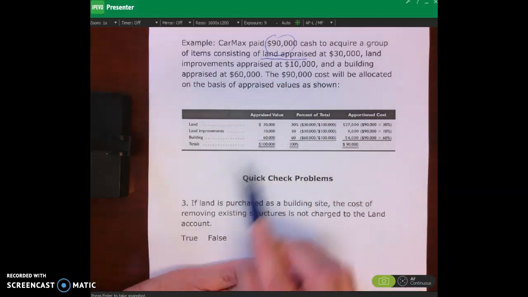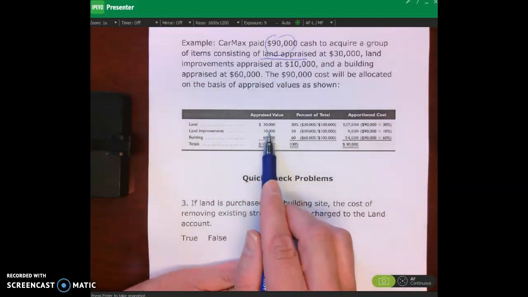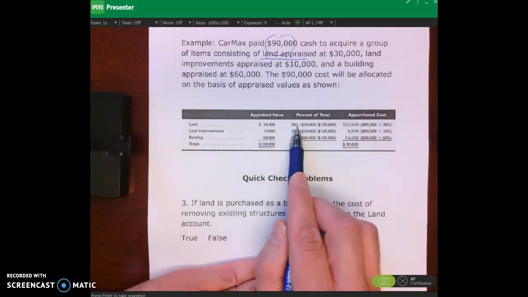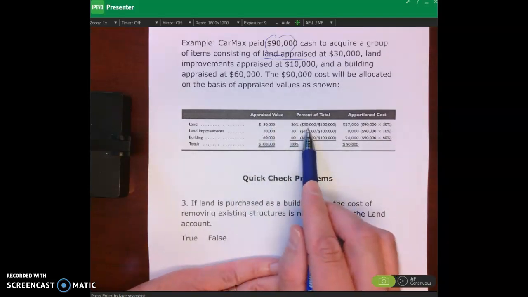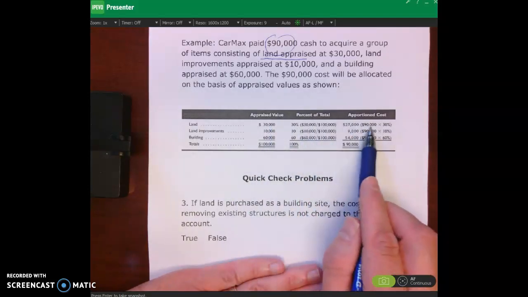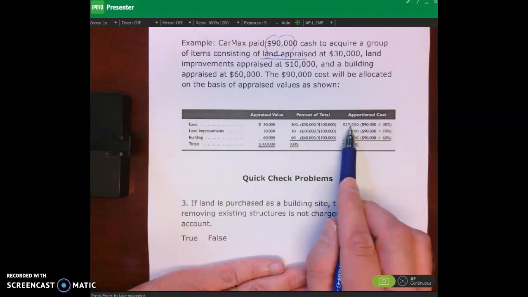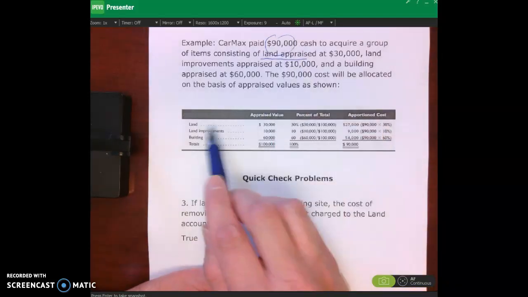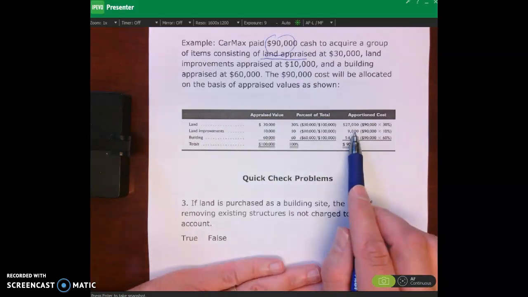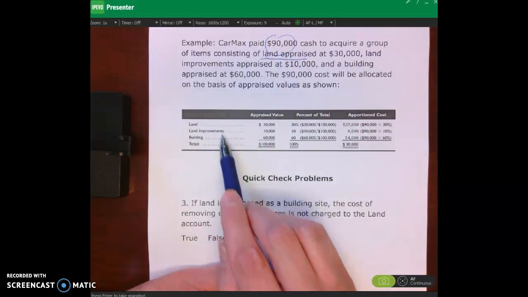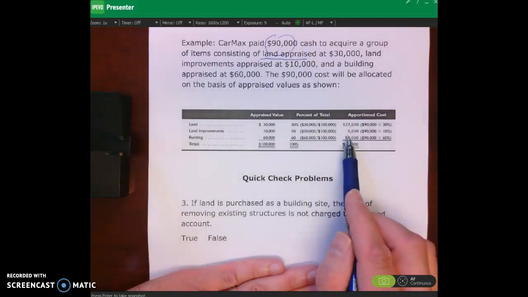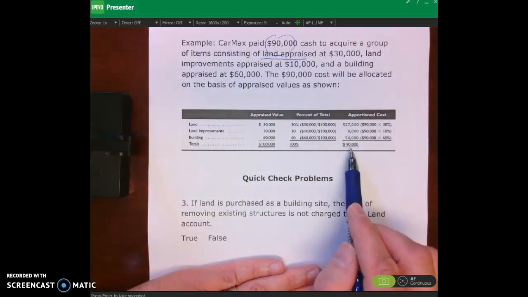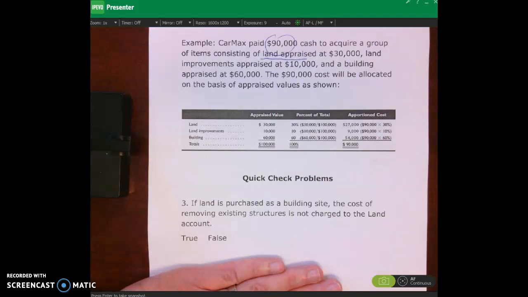I use my appraised values to figure out how much of the $90,000 goes to each account. I have my total appraised value, and then each item's percentage of the total. So 30,000 divided by 100,000 gives me 30%, and 10,000 gives me 10%. Then I multiply that times 90,000. So $27,000 of the $90,000 goes to land, $9,000 goes to land improvements, and $54,000 goes to building. That's how we would do that.